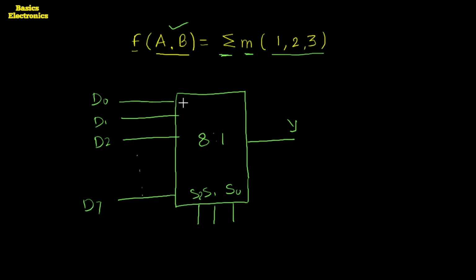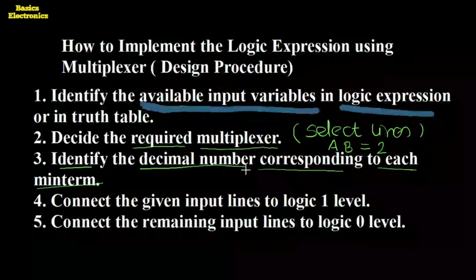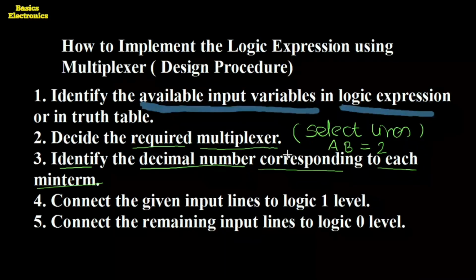Now, whatever numbers are given, we write down the numbers 0, 1, 2, up to 7. We need to identify the lines which are given in the equation. Say the first number, second number and third number are there; line 0 is not given, the first is given, the second is given and the third is given. So we need to identify the number corresponding to each minterm.